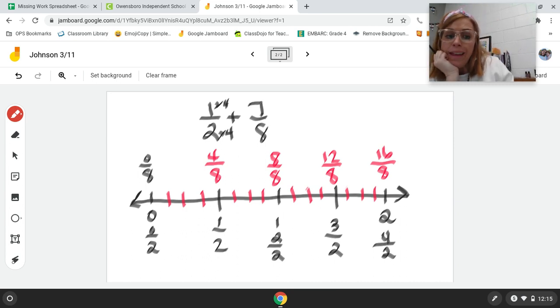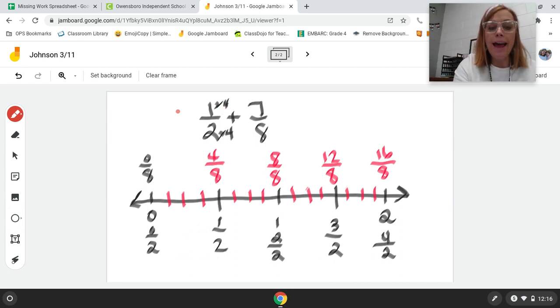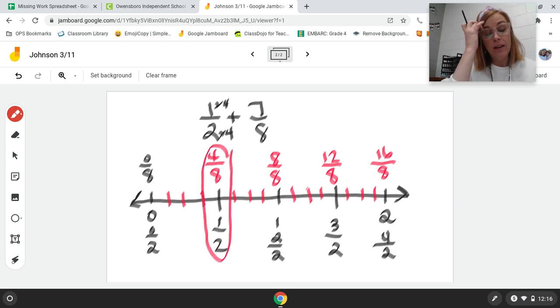So instead of having 2 pieces, I need to have 4 pieces in each one to make it 8ths, okay? Because 2 times 4 equals 8. If I'm multiplying the bottom by 4, I have to multiply the top by 4. So 1 times 4 is 4. So 1/2 is equivalent to 4/8, and I can actually see that here on my number line, right?